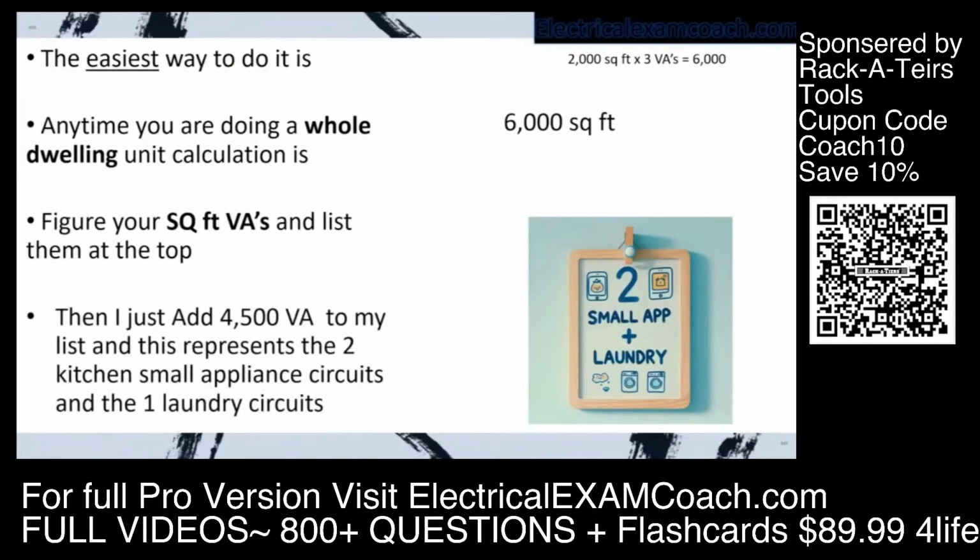Then you just tack on the 4,500. It's for the 2 small appliance circuits and the 1 laundry circuit. And you're only going to tack it on if you're doing a whole home load calc.